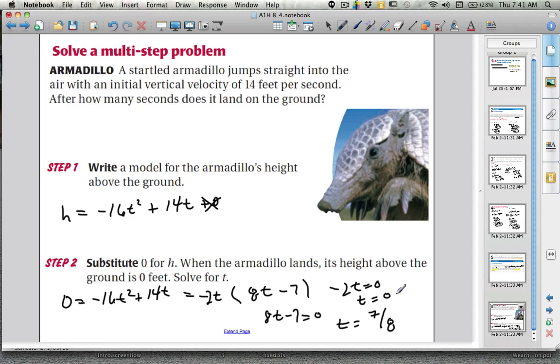But what is this t is equal to 0? Well, at time 0, if you remember, that was the initial height of the armadillo was 0. And if you think of this as sort of the shape that the graph of height versus time would take, the armadillo started here at 0 seconds at height 0. That's the starting point. So this is not really our answer. And over here, it returned to 0 height at 7/8 of a second. Okay. And that is section 8.4.